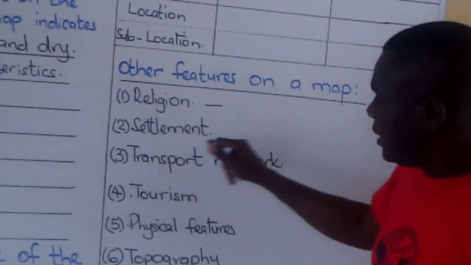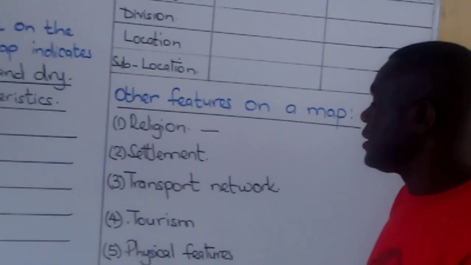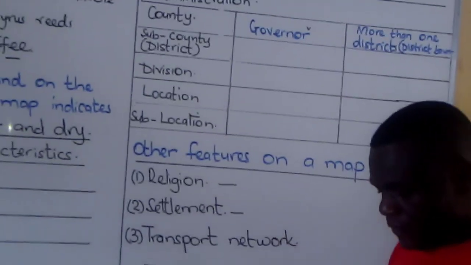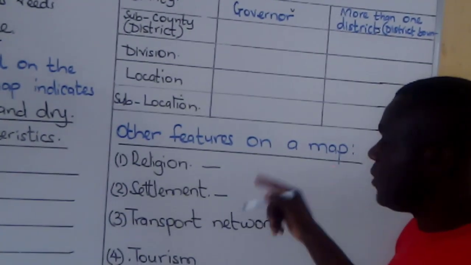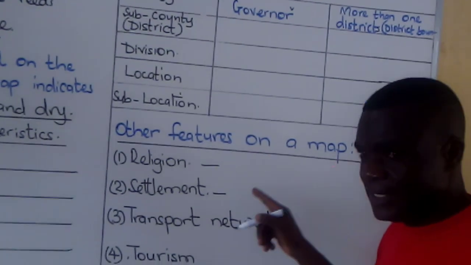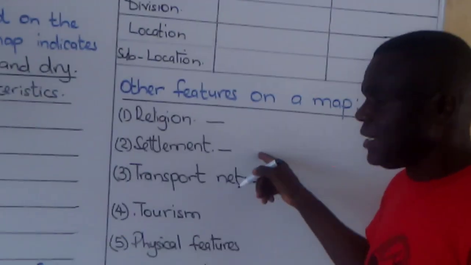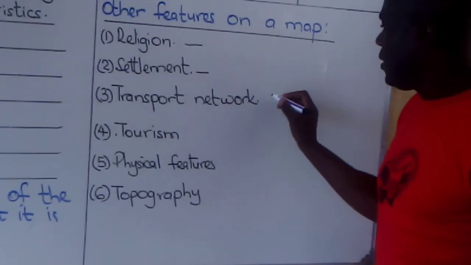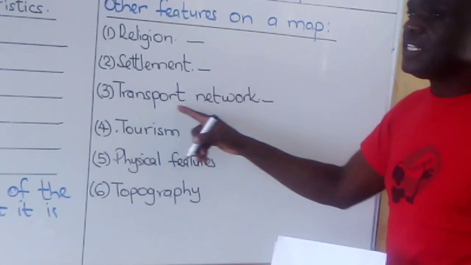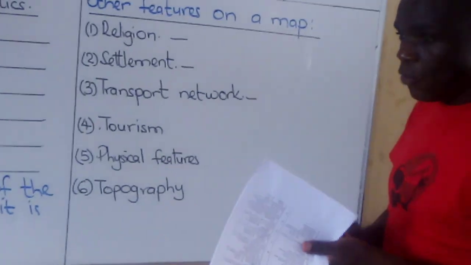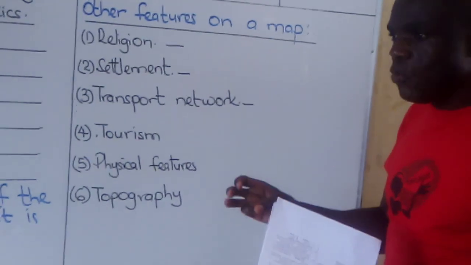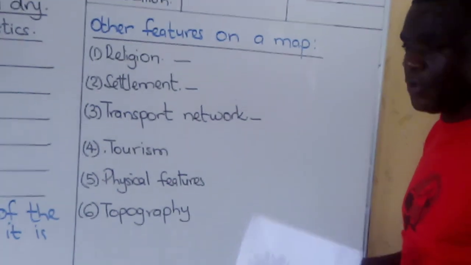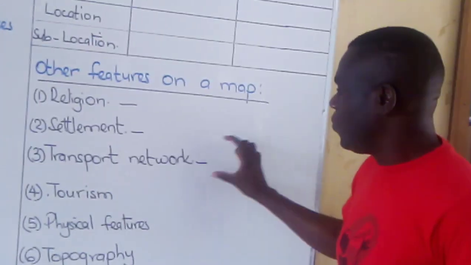Then settlement. We've got different types of settlements in a map: nucleated, lineated, and scattered. I'm not writing for you. You will write them by yourself. Then we have transport network. Different types of transport. Could it be railroad? Could it be railway? The presence of an airstrip shows that there is air transport there. Is it water transport? You need to write them down.